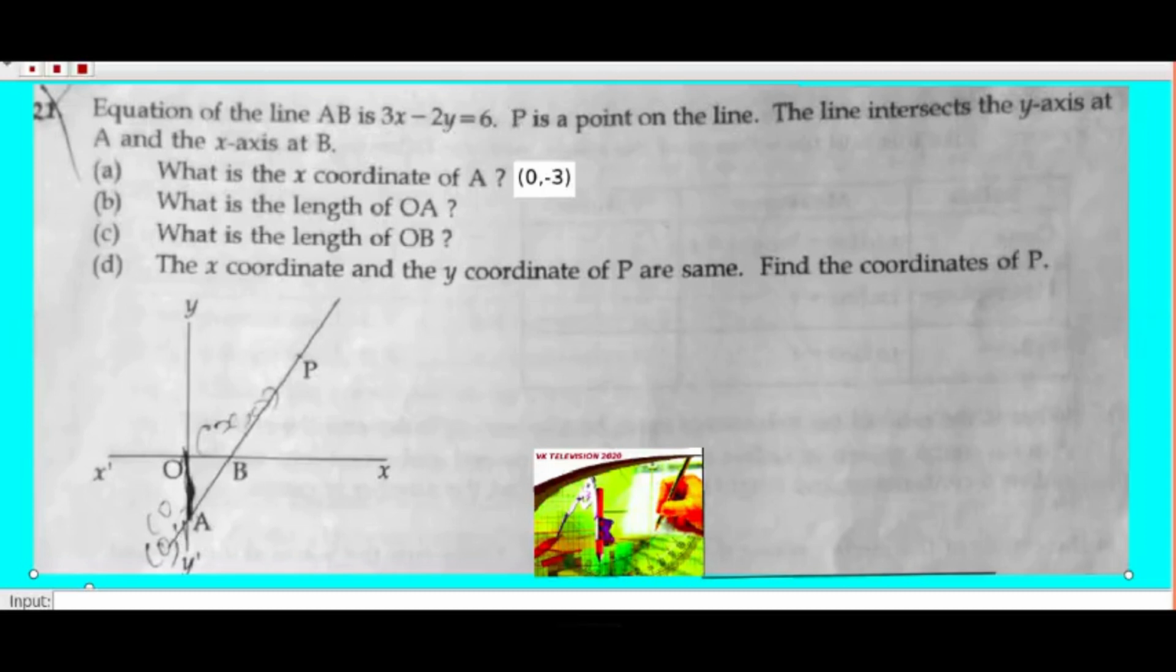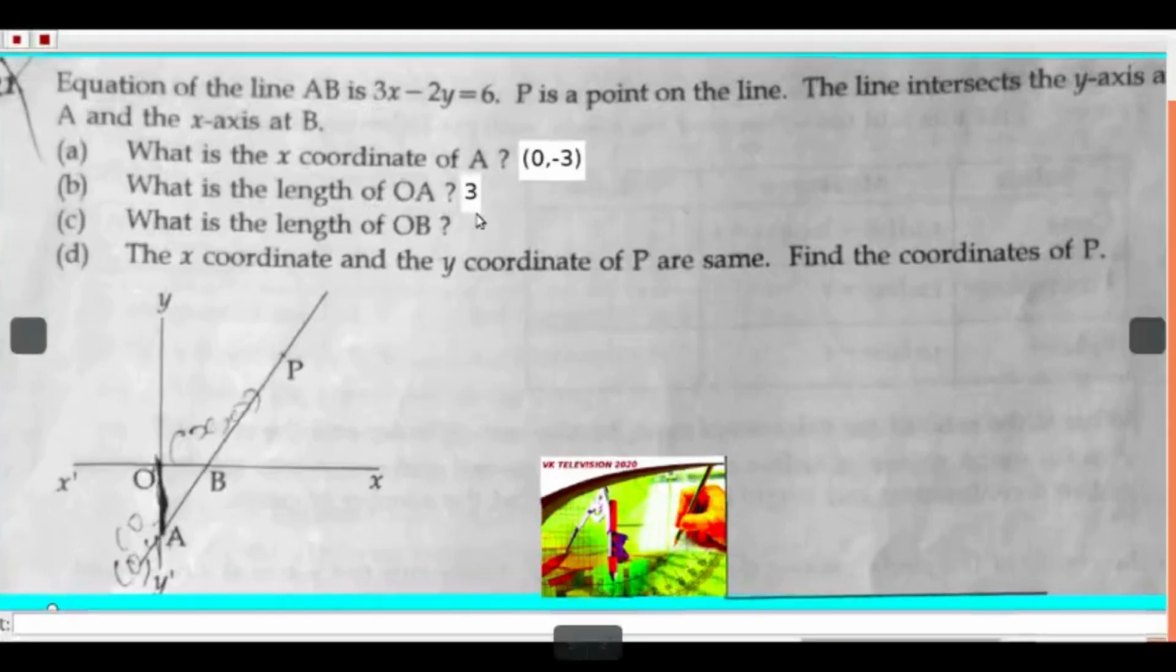What is the length of OA? We have to find this length. This point is (0, minus 3), so the distance from the origin to this point is 3. So OA is equal to 3.